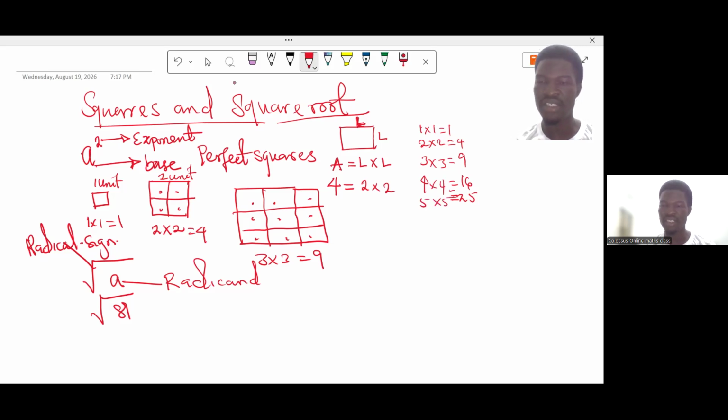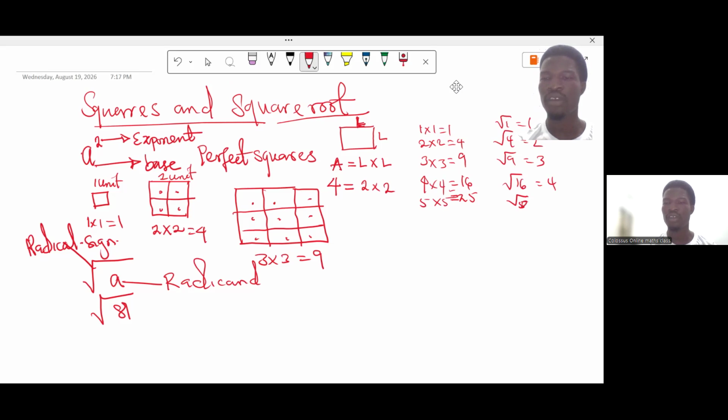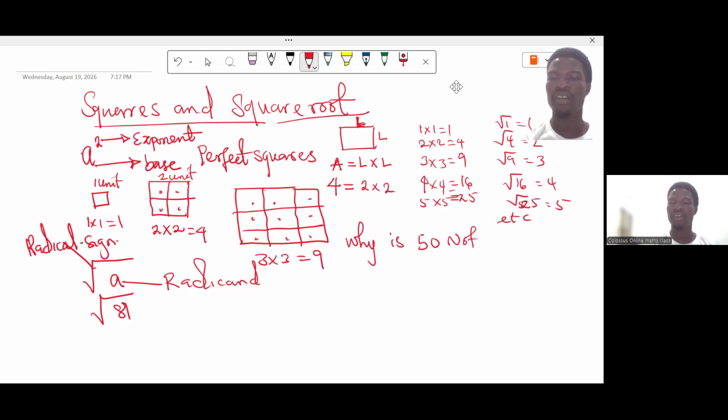And the reverse is the case. That means if I have square root of 1, the answer is 1. Square root of 4, the answer is 2. Square root of 9, the answer is 3. Square root of 16, the answer is 4. Square root of 25, the answer is 5, and so on. Okay. Now, let's look at why 50 is not a perfect root.